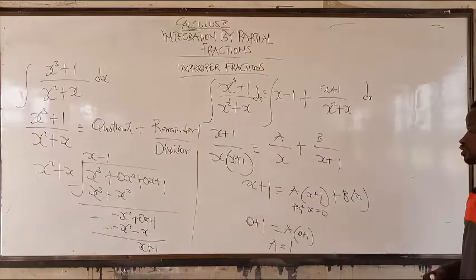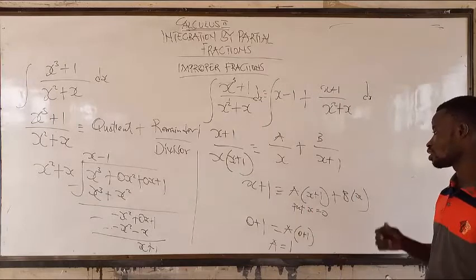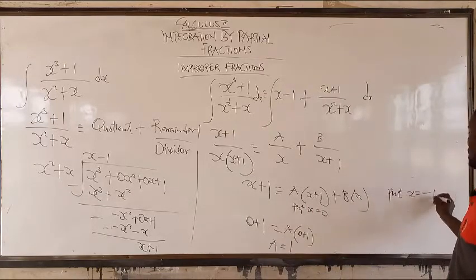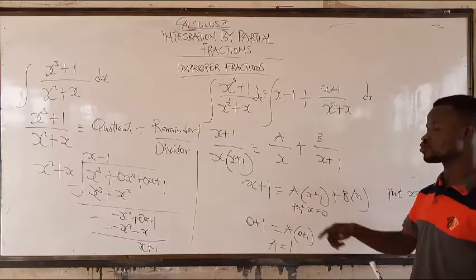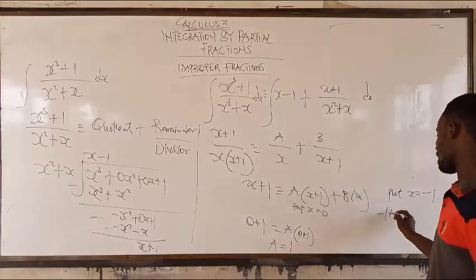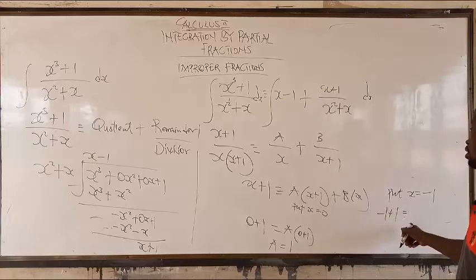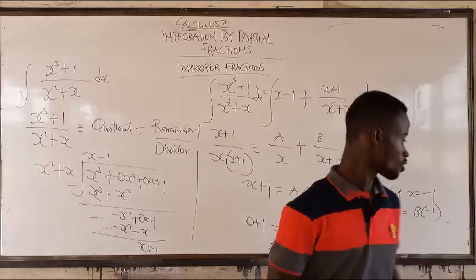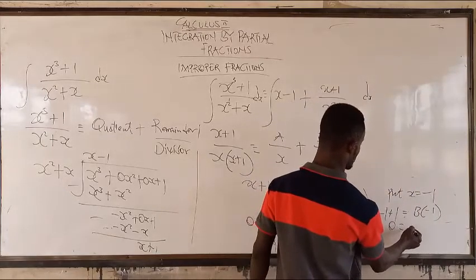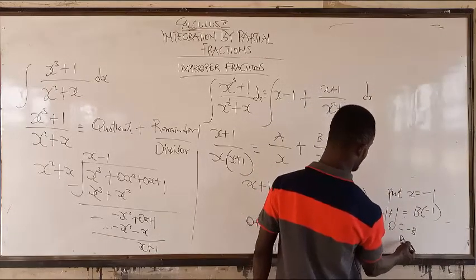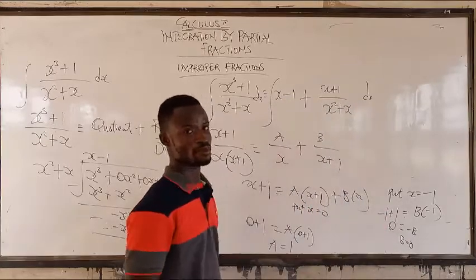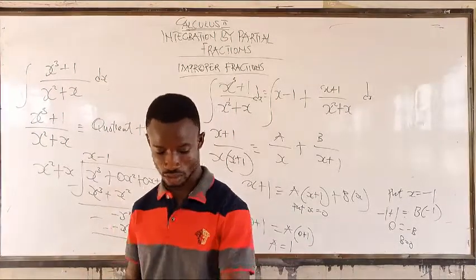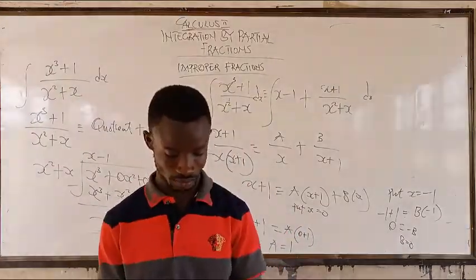Now, we know that a is equal to 1. So let's put s equal to negative 1, so that here the a will go. So negative 1 plus 1 is equal to b times negative 1. So you get 0 is equal to negative b. So b is equal to 0. So a is 1, but b is equal to 0.